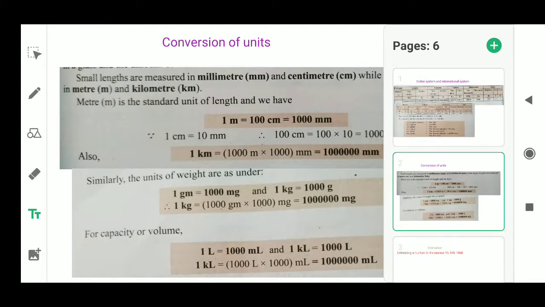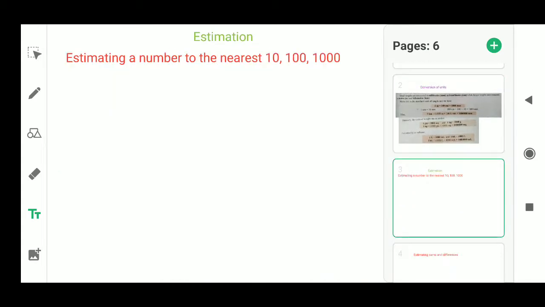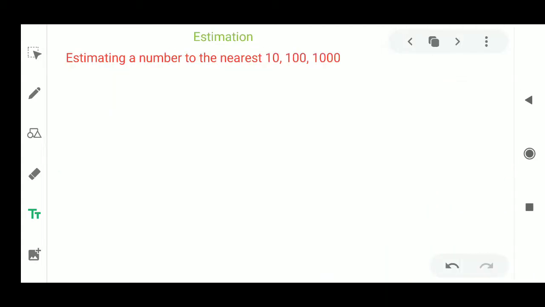Next is your estimation. Estimation is nothing but rounding up. I think many of you know. In class 4 and 5th you studied what rounding up means. Suppose I say 78, in round figure we just consider it like 80. Sometimes we say 81, so it is also considered like 80. So some examples.